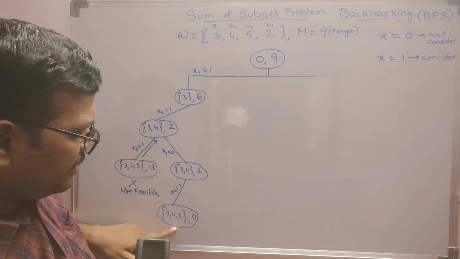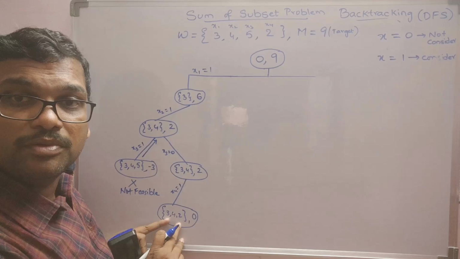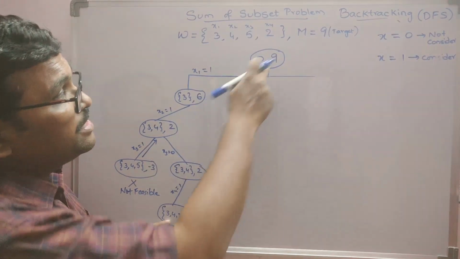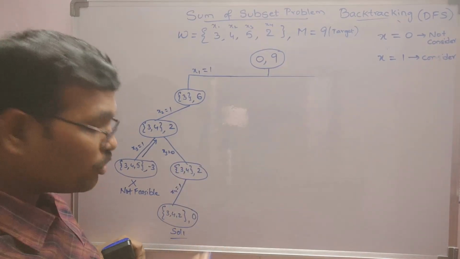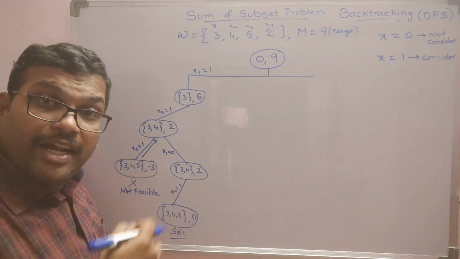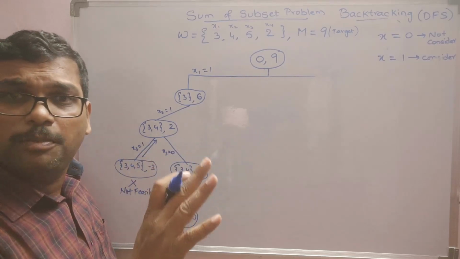You can say that the sum of subset 3 plus 4 plus 2 is 9, and also the target total value is 9. So this is one solution. We got a solution, so we can stop here. And we need to find other possible solutions, right? So we need to find all the possibilities.